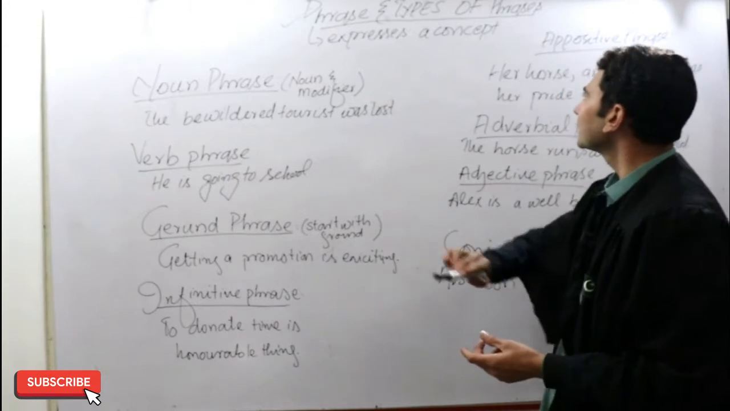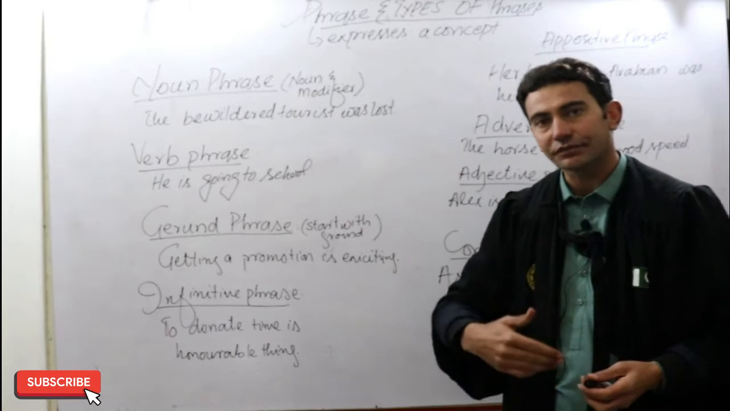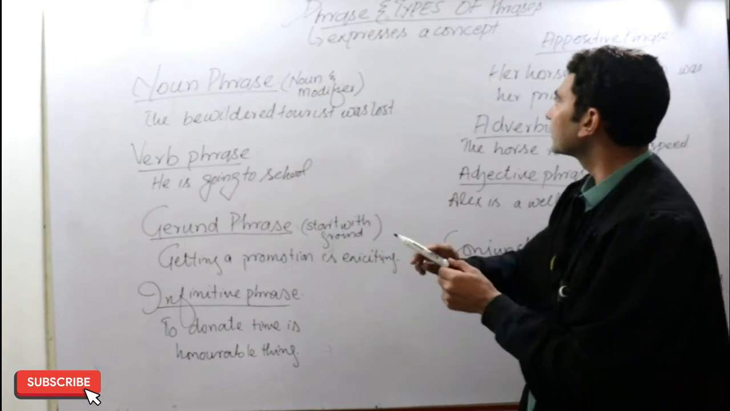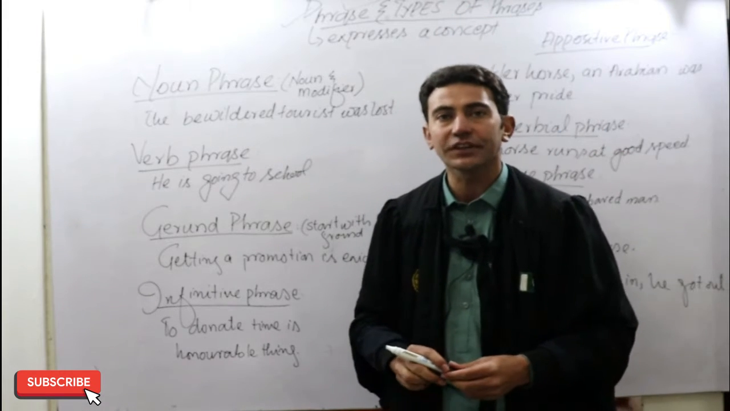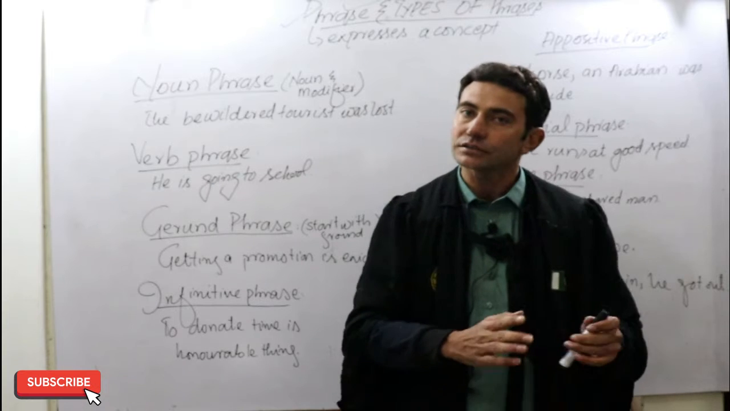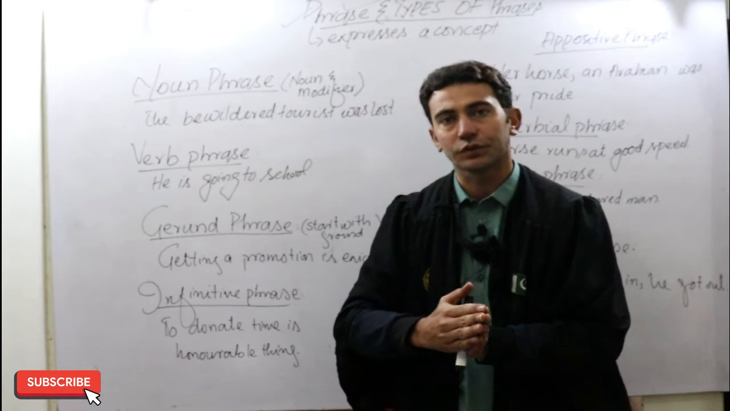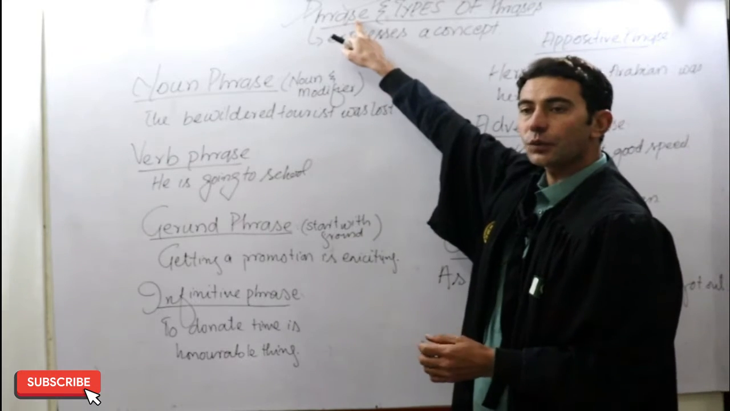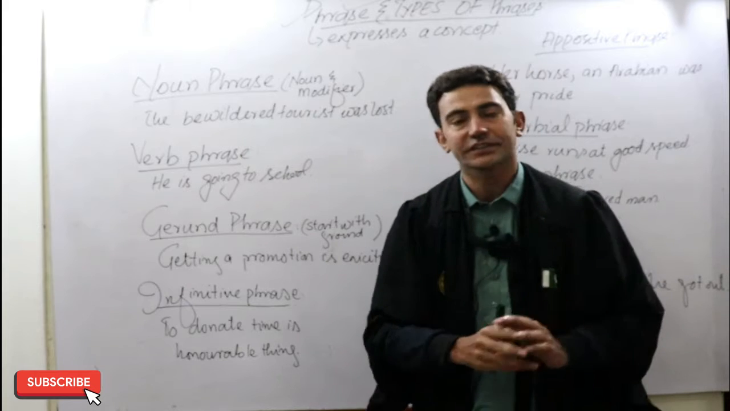Today I'm going to discuss phrases and the different types of phrases that we have in English grammar. So today our lecture is about the phrase and types of phrases. A phrase is a group of words that doesn't convey full meaning and can't stand alone. Why? Because we do not have an action verb. The action verb is missing when we talk about a phrase. That is why it can't stand alone and can't function like a complete sentence.